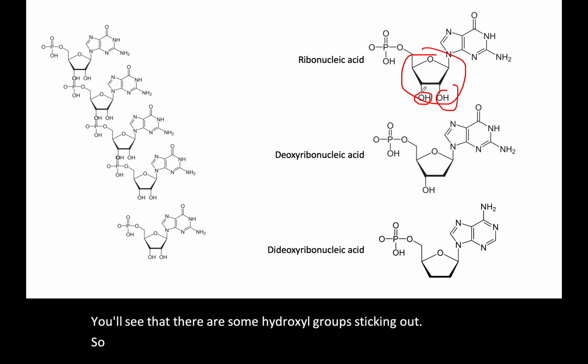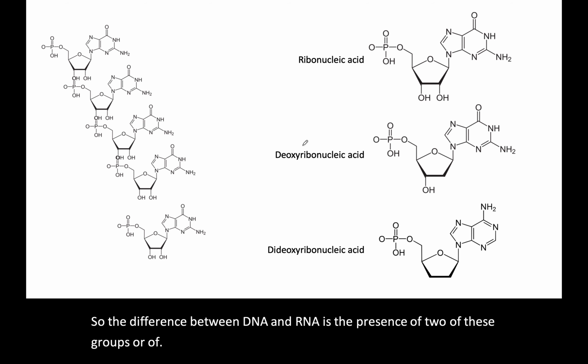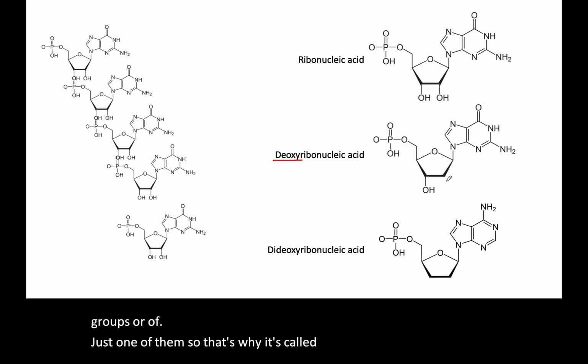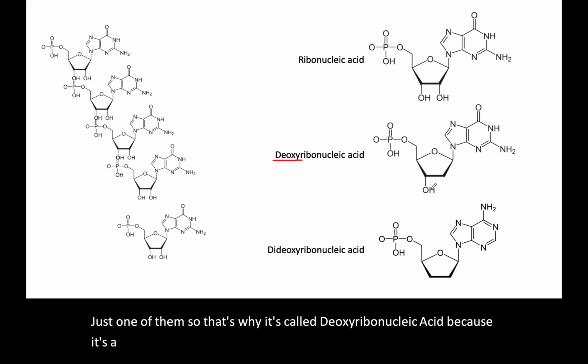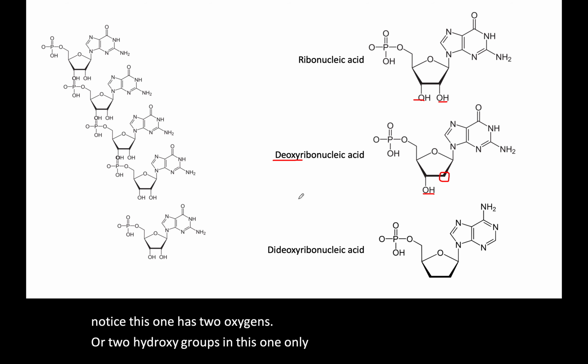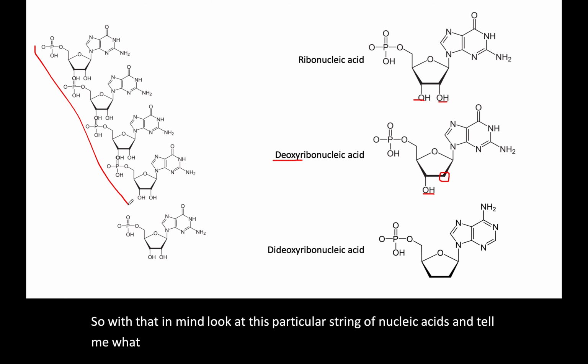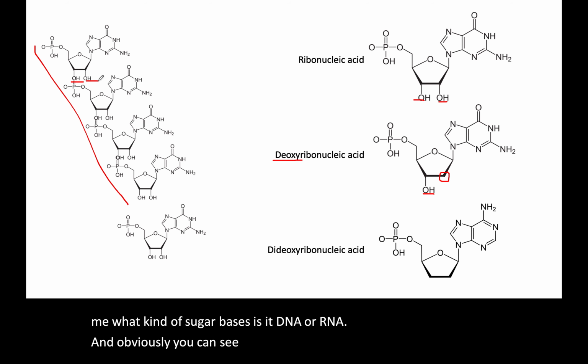The difference between DNA and RNA is the presence of two of these groups or of just one of them. So that's why it's called deoxyribonucleic acid, because it's a ribose, but it's deoxygenated on the second carbon. You'll notice this one has two hydroxy groups, and this one only has one. So with that in mind, look at this particular string of nucleic acids and tell me what kind of sugar base is it? Is it DNA or RNA? Obviously, because each of them has two hydroxyl groups, it's RNA.